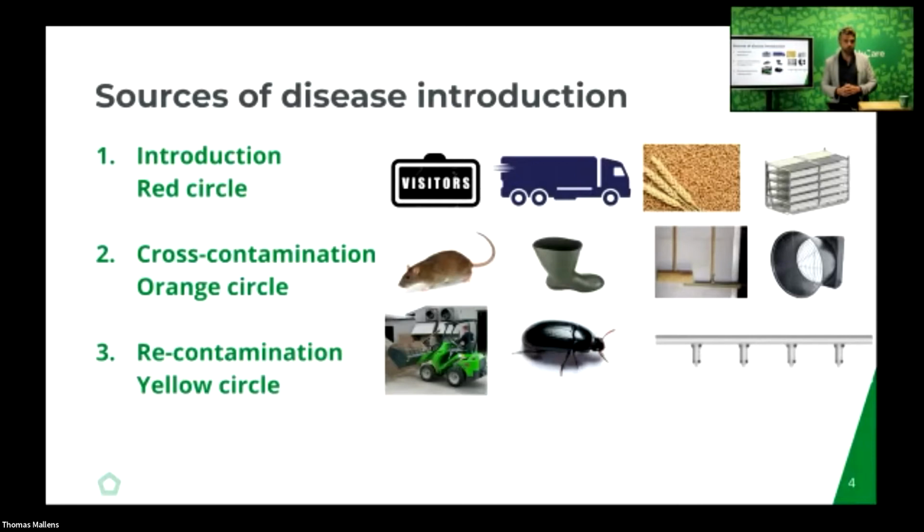Materials, brooms, and other things we need in a shed, we mainly keep in one shed to use in that shed. So certain germs are kept in that shed. And of course, ventilation is also one of the risks, since one shed can be contaminated with something from the other one. And then the last one, recontamination.